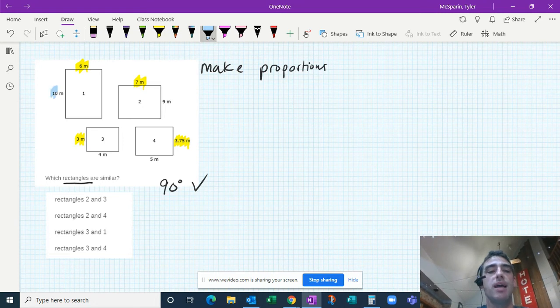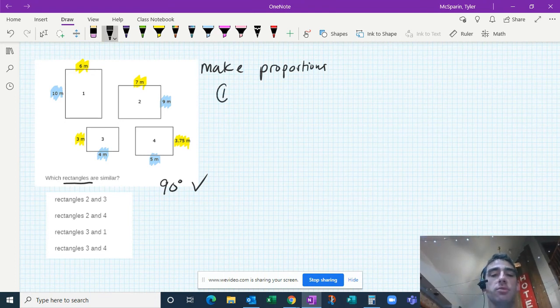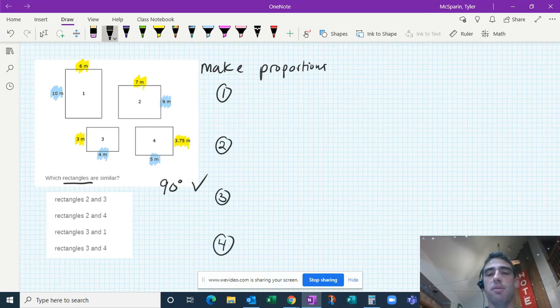Okay. 10 is the longer side in this one. 9 is the longer in this one. 4 is the longer in this one, and 5 is the longer in this one. So now I've marked my long and short sides to help me make proportions. Now I'm going to make a proportion for each of the triangles: for 1, for 2, for 3, and for 4, and then we're going to compare them. So let's make my proportion for 1.